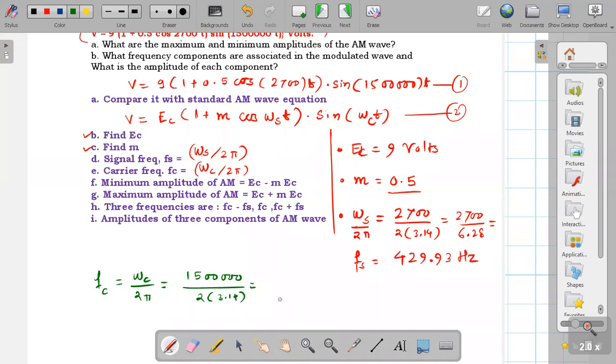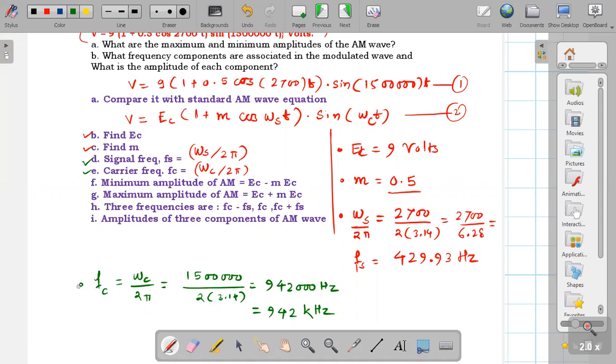Yes, what is the answer? It's 9 lakh 42,000, that is 9,42,000 hertz. Therefore this can be written as 942 kilohertz. Very good, perfect. 942 kilohertz. So with C, we can calculate also D and E. Okay, this is your fc.